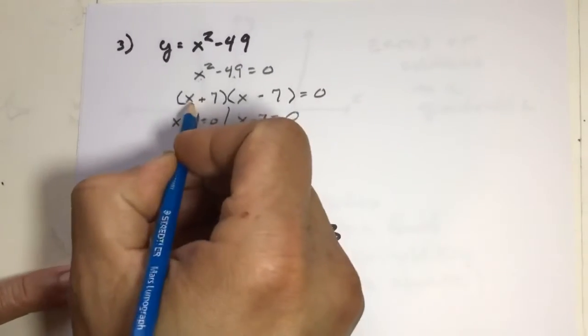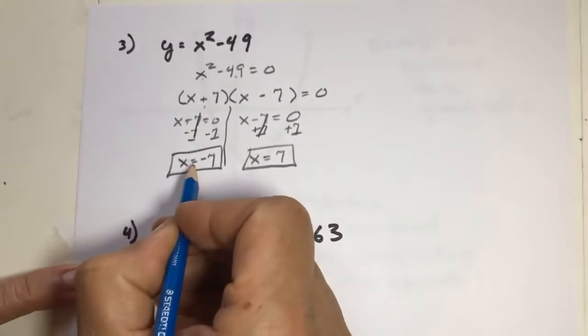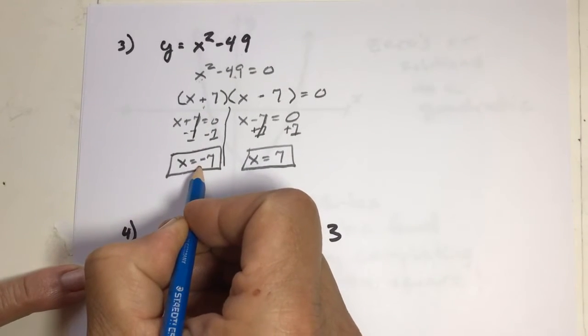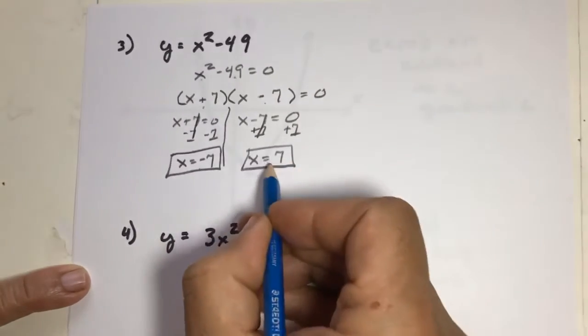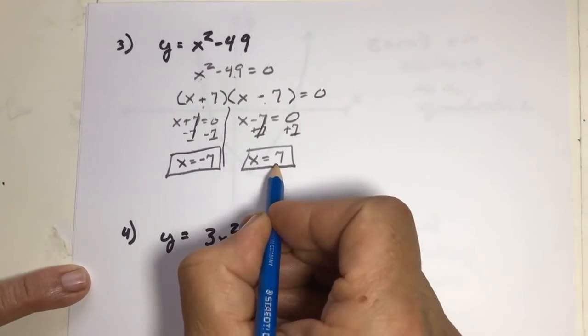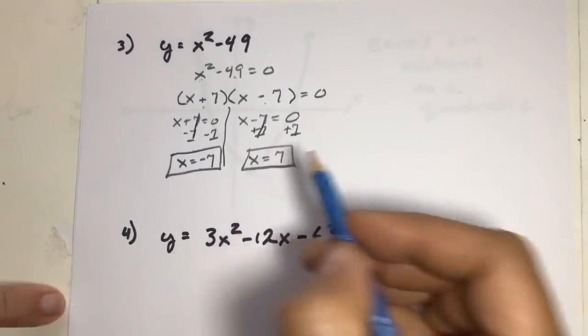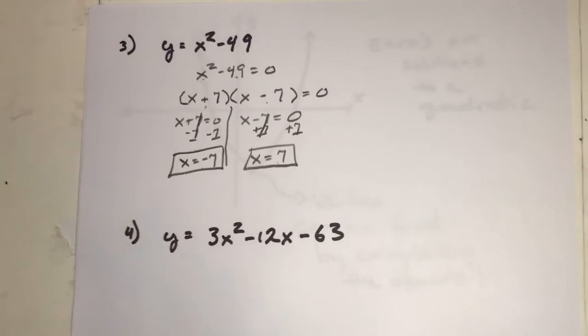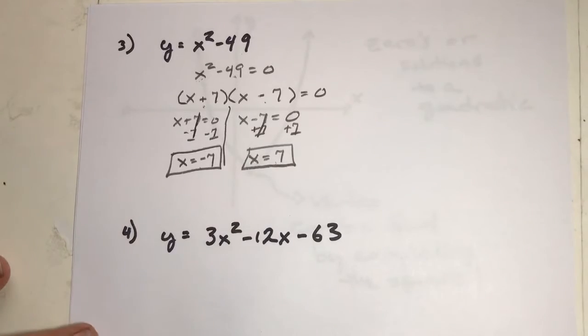Now the factors, which happen to be in parentheses, x plus 7, well, the actual zero is x equals negative 7. And if the factor was x minus 7, well, the zero is x equals 7. So there's a connection between factors and zeros. If you know what the factors are, then you automatically know what the zeros are, and it crosses the x-axis at negative 7 and positive 7. All right.